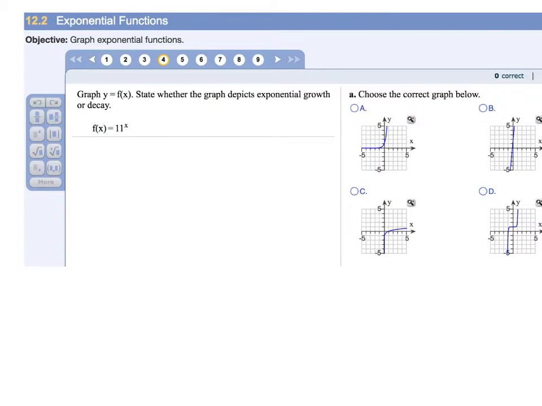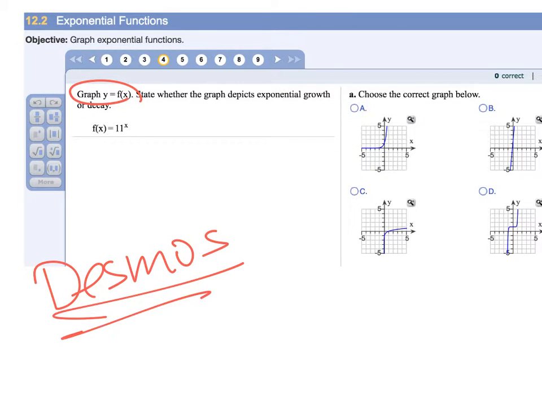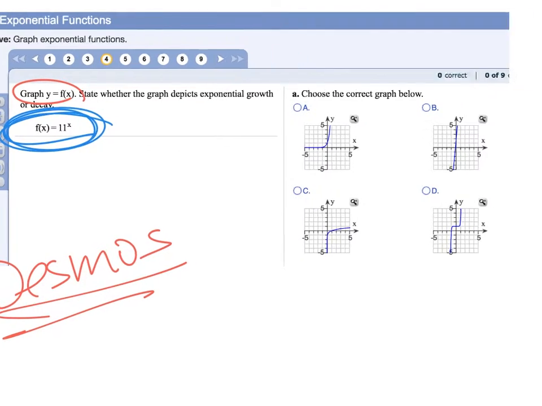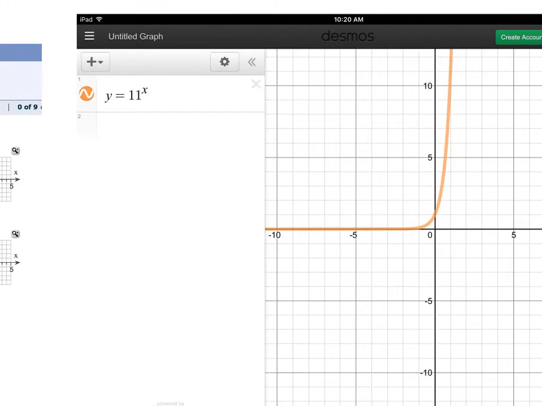So this is cool. So graph f of x. So here it is, right here, and state whether the graph depicts exponential growth or decay. So first thing we're going to do to graph it is use our magical, wonderful Desmos. And so when I scroll over here and type in this, you might have to get a little creative in how you type this into Desmos.